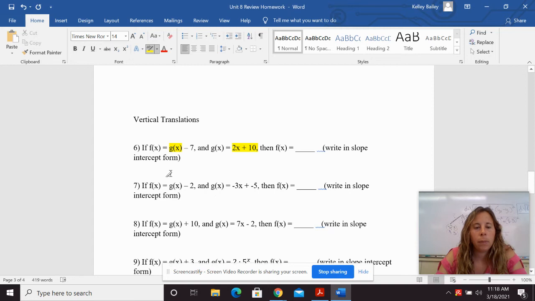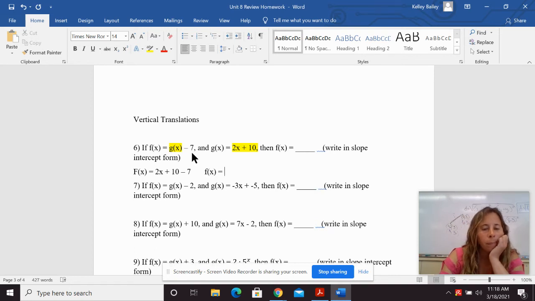So then you get f of x equals, substitute it in, 2x plus 10, and then rewrite your minus 7. And then you just simplify that. 2x, and then you have 10 minus 7, which is 3. All right, and that's your answer.